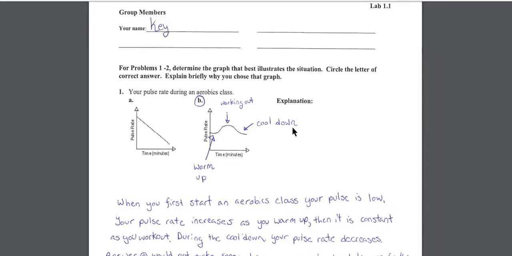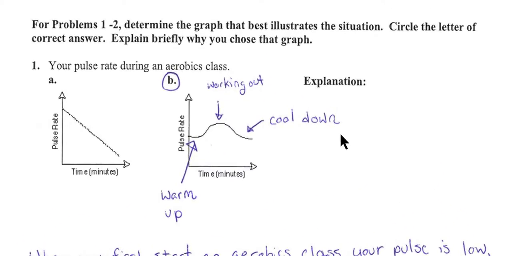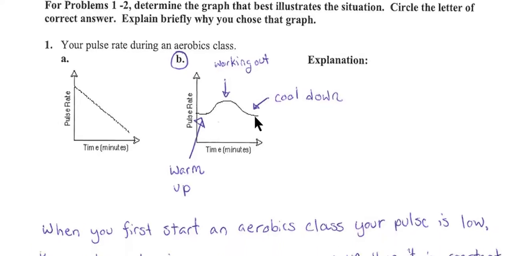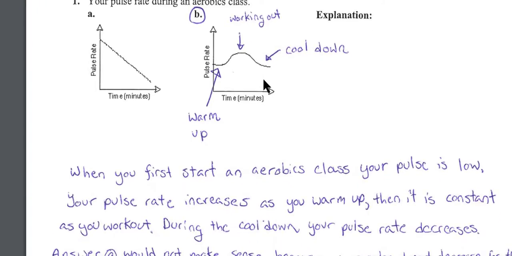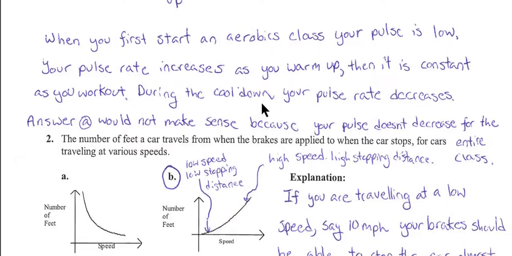For problems 1 and 2, it asks you to select the graph that best illustrates the situation. So the first one says your pulse rate during an aerobics class. Notice your pulse rate wouldn't start at 0 because anything that's living would have some type of resting pulse rate. As you begin working out, your pulse rate will rise, and then eventually your pulse rate will cool down to your resting pulse rate. So that's the first one. Most of you got this correct.